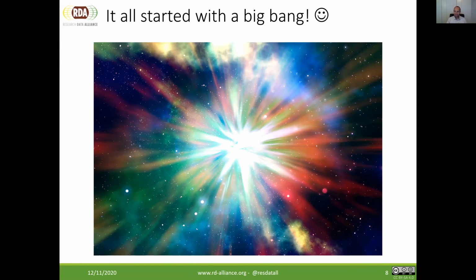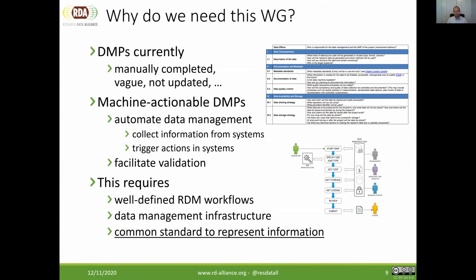But seriously, it all started in 2017 when this group was established. It was established as a result of a consultation made by the active DMPs interest group. That group identified a need for a new working group that could focus on developing a common standard to represent information in DMPs. So the assumption was, and I think this is still true, that a lot of information in traditional DMPs is manually completed, and it's kind of vague.